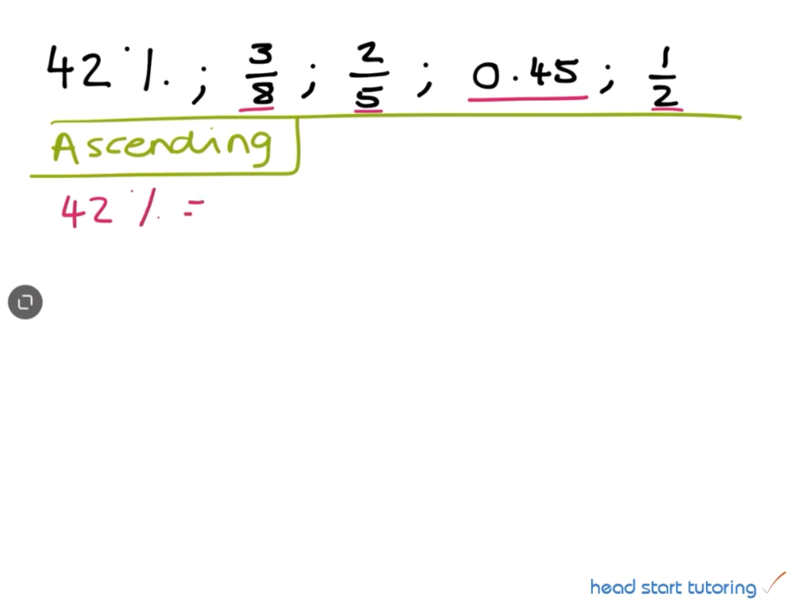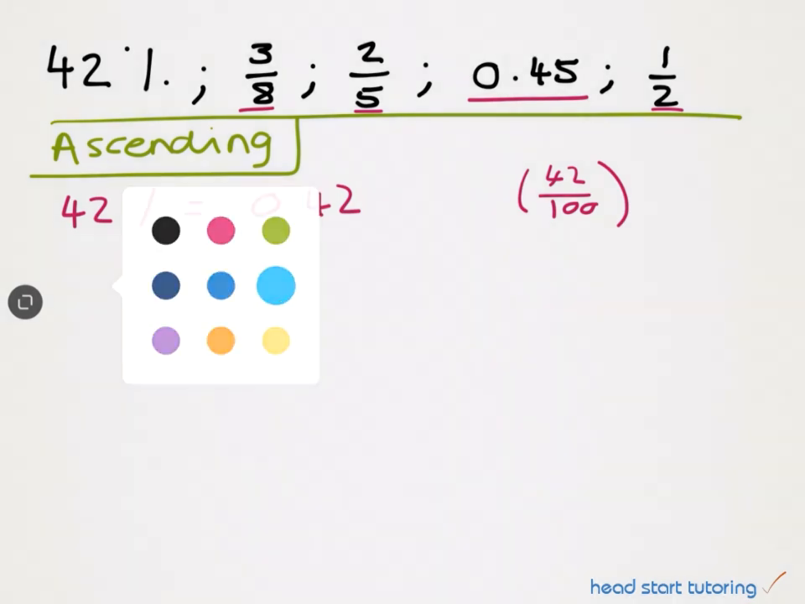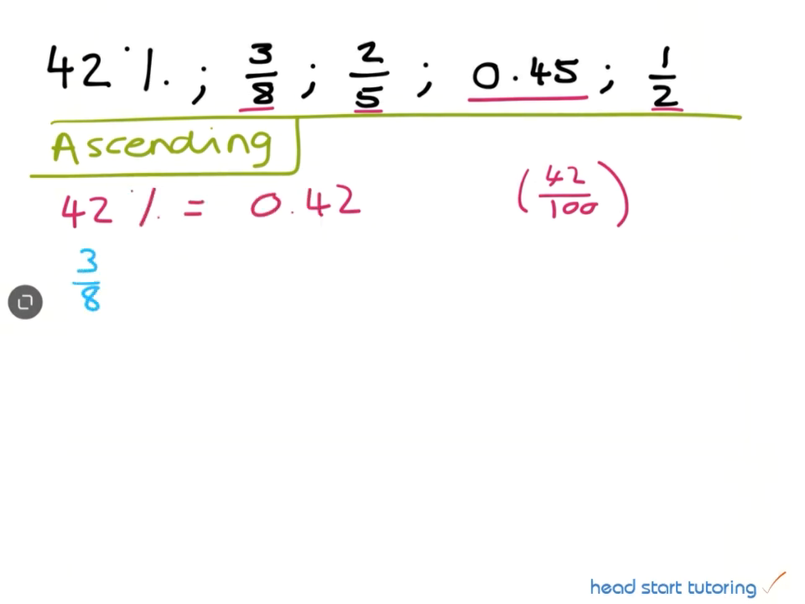So 42% is equal to 0.42 as a decimal, because 42% is equal to 42 over 100. Then we've got 3/8, and 3/8 is equal to 0.375, because that is 375 over 1,000 as an equivalent fraction to 3/8, and 375 over 1,000 is equal to 375 divided by 1,000, which is equal to 0.375.